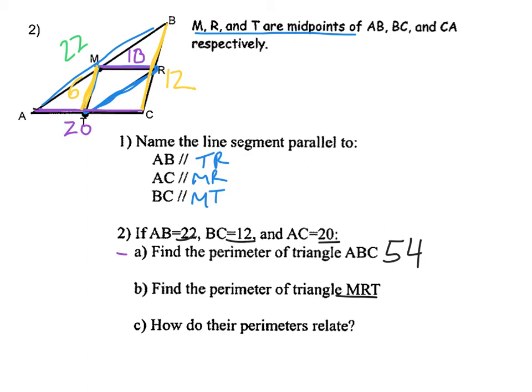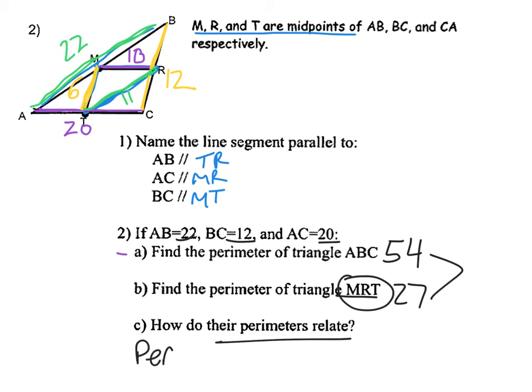And then the last one, probably figure it out by now, we have AB is 22, that matches up with TR, so that's going to be 11. So if we add up 6, 10, and 11, that's going to give us a perimeter of 27 for the triangle MRT. Part C says, how do the perimeters relate? Well, we should notice that the perimeter of the triangle MRT is half the perimeter of the triangle ABC. So that should make sense. All right, so let's just jot that down.